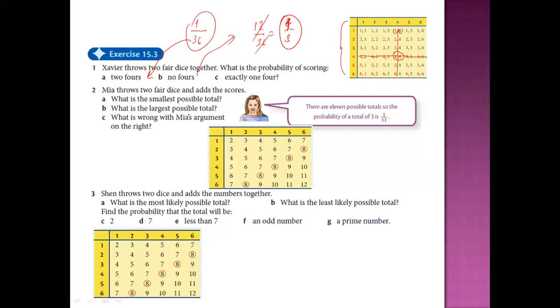And the last one, what is the probability of scoring exactly one 4? One 4, it means the inverse of this question. One 4.